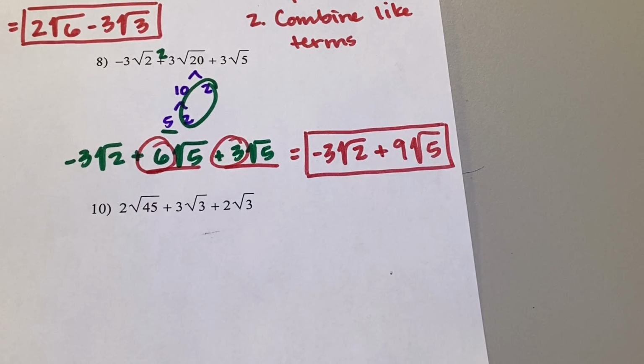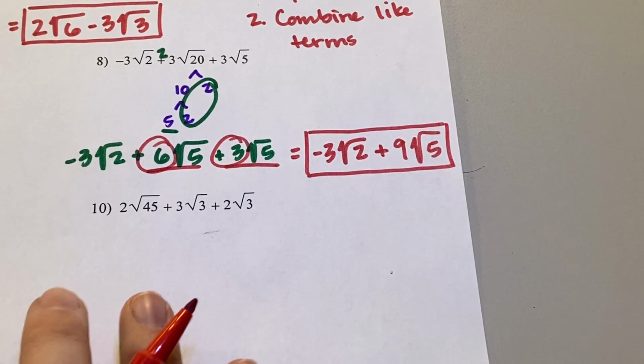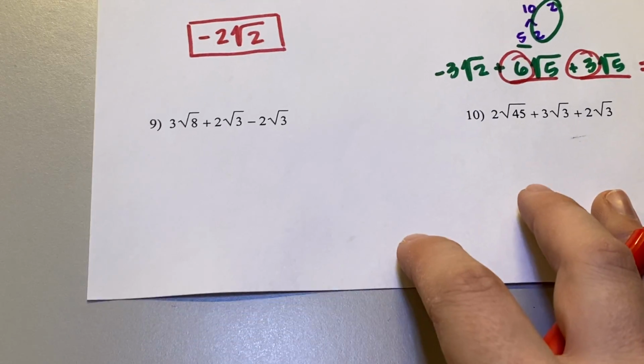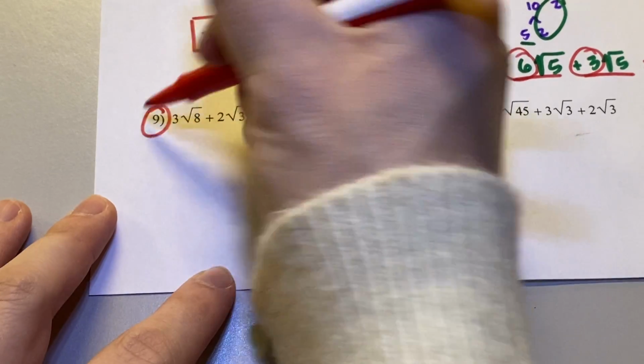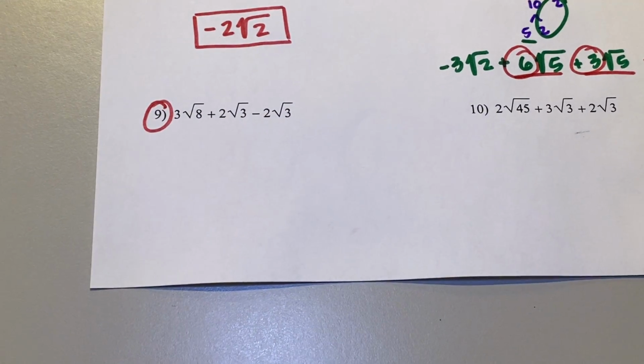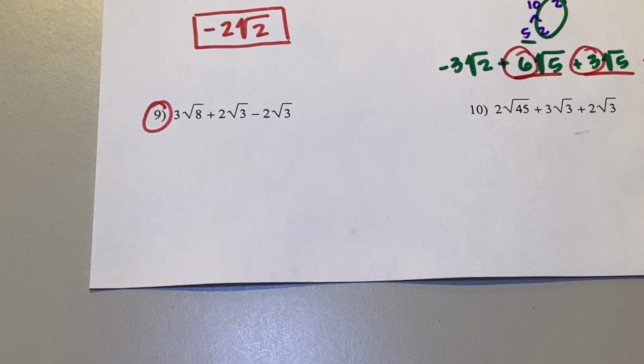Awesome. I want you guys to try number 9 on your own. Simplify where possible, and then combine like terms. Even if you can just get the first step, that's awesome. Then we'll compare answers. I'll give you like 1 minute, 60 seconds. Ready, go.